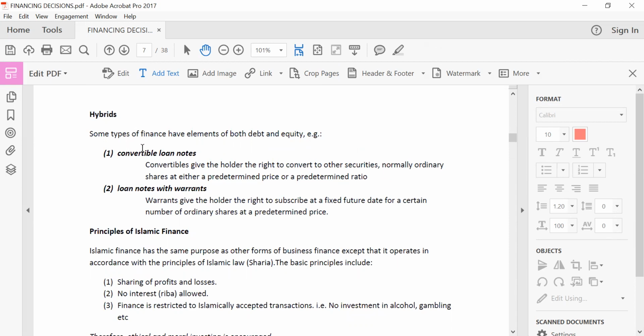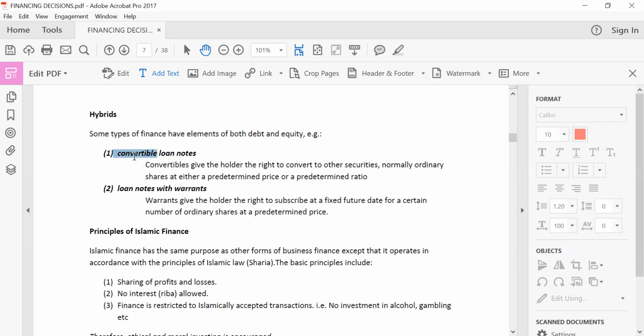Hybrids. We are talking about hybrids as a form of finance, which have both equity and debt composition. We looked at equity only. We looked at debt separately. We are now looking at a form of funds which has equity and debt composition. It has the two characteristics, right? It's actually a female and a male at the same time, right? Hybrids. Some types of finance have elements of both debt and equity.